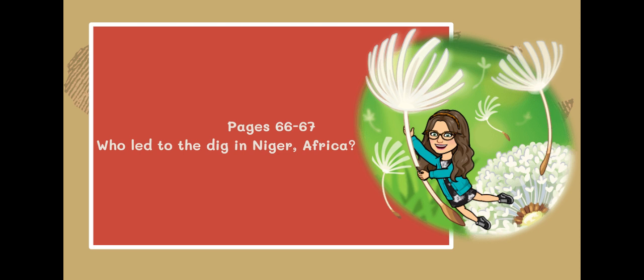Let's look at number 1. Who led the dig in Niger, Africa? If the question asks who, the answer must include a person or group. So I'm going to underline the question word who and then look for my evidence. I can look in the text to find the answer. On page 43, lines 3 and 4, it says that in 1997, Dr. Serino led a dig in Niger, Africa. This is my text evidence.